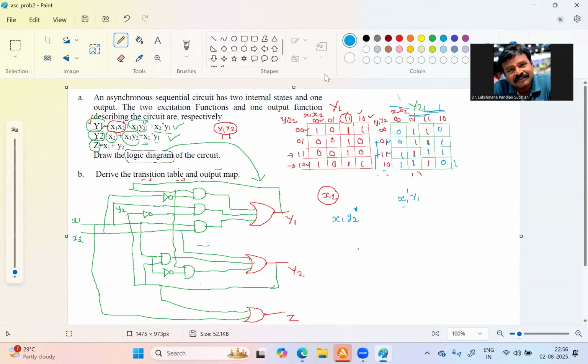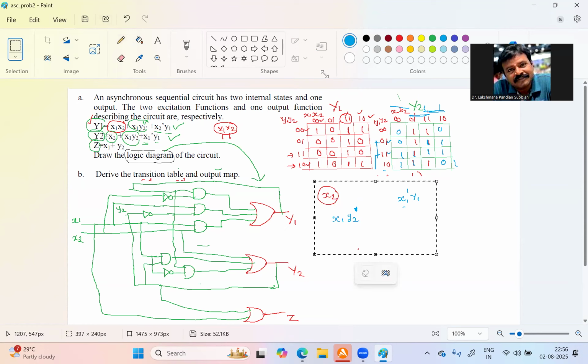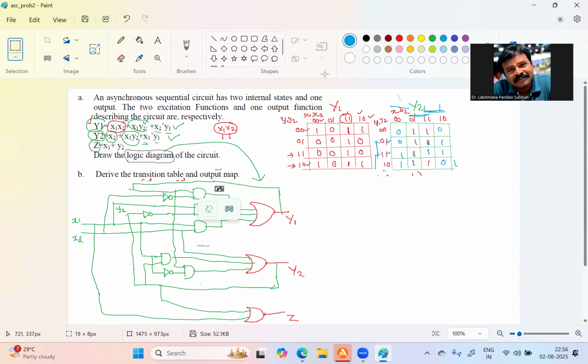Then we have to draw the transition table for this one. Before that, we would write the output map also. So here we have to do the output map the same way. You have to draw the table.